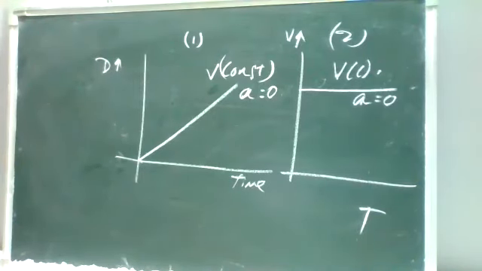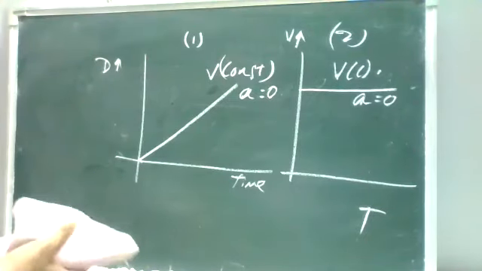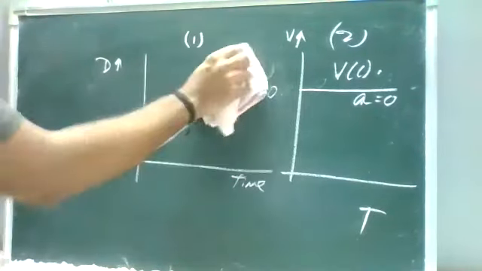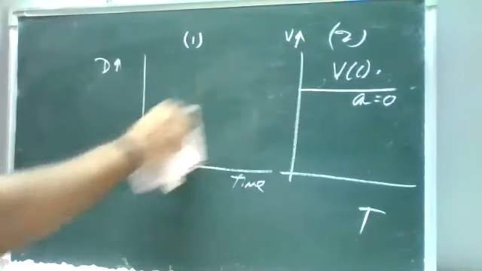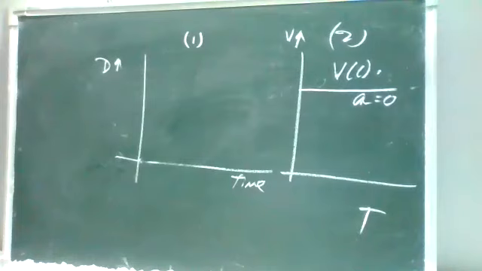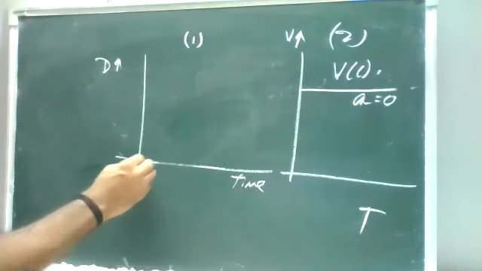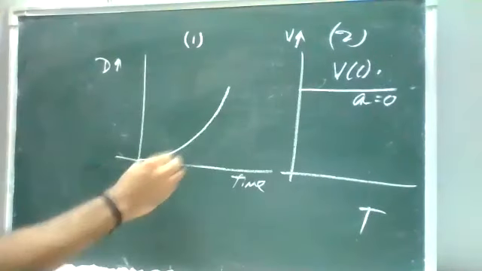Next one. For motion with uniform acceleration, the displacement time graph is a parabola.